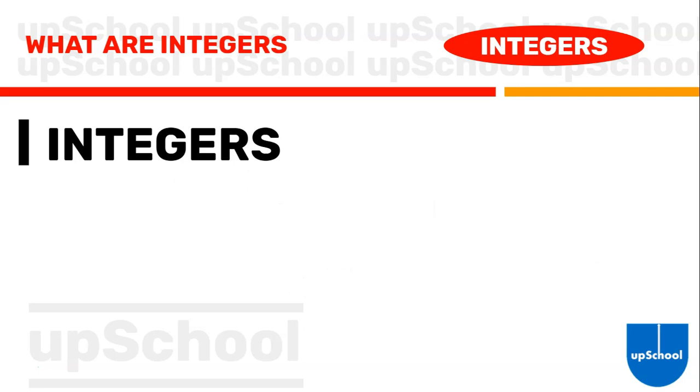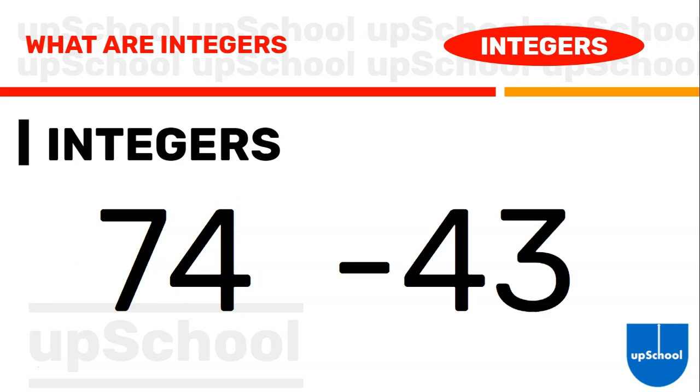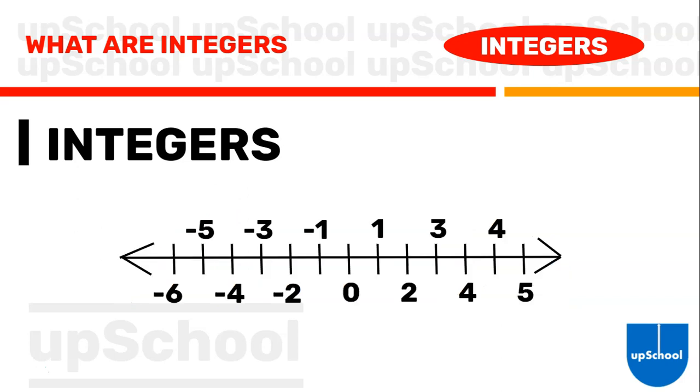So for example, the number 74. It's a whole number, but it'll be considered as an integer because whole numbers are what integers are consisted of. A negative 43 is also an integer because negative 43 is a negative number and negative numbers are integers.